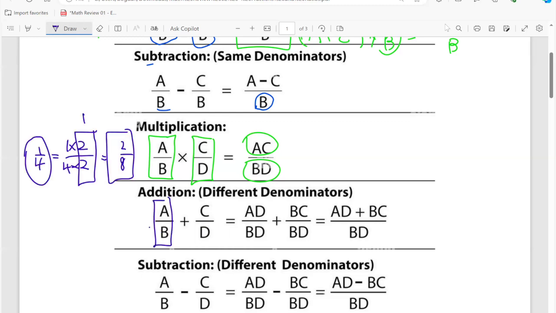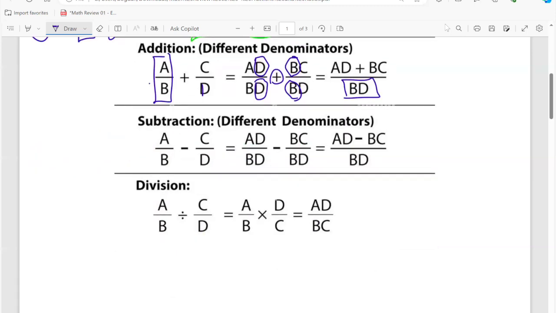So a over b, if I multiply the bottom by d, I multiply the top also. If I have d, I'm going to multiply by b. So I have to multiply b on the bottom and the top. And then I can add, because now I have the same denominator on both fractions. Same for subtraction.